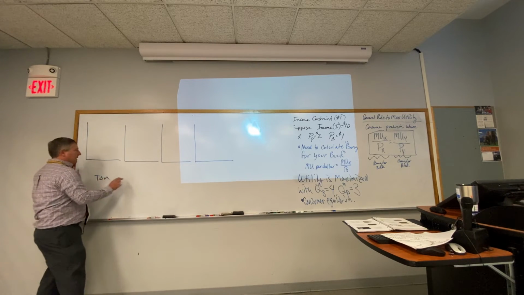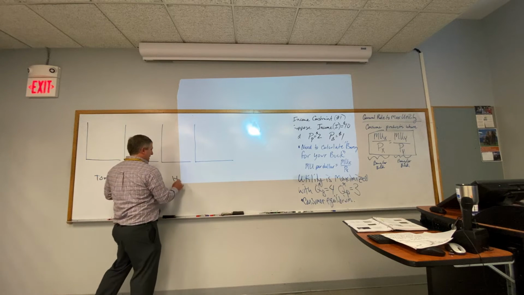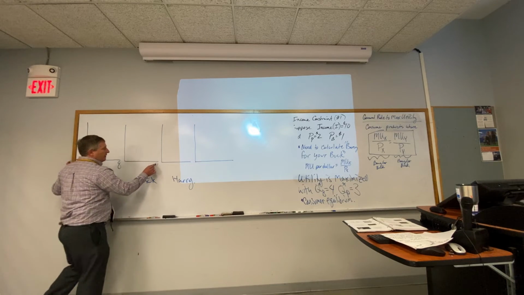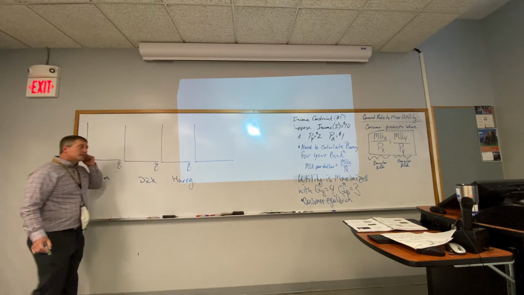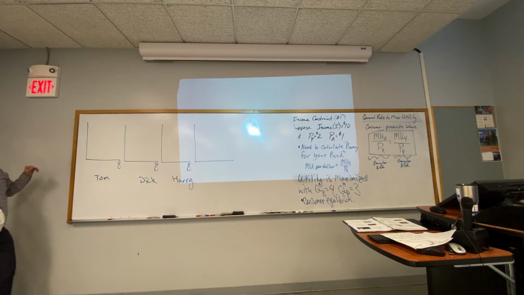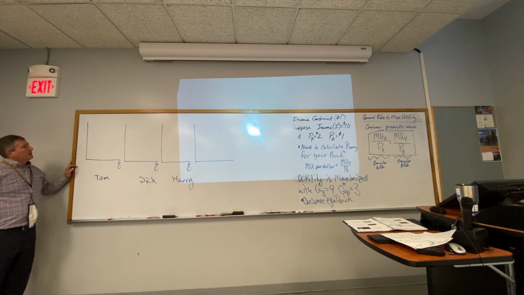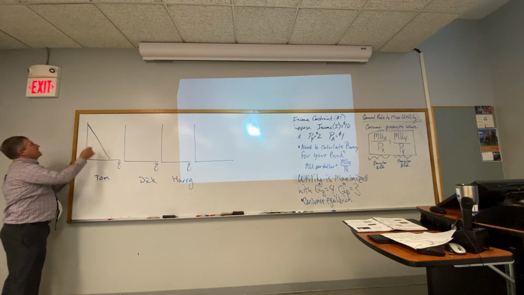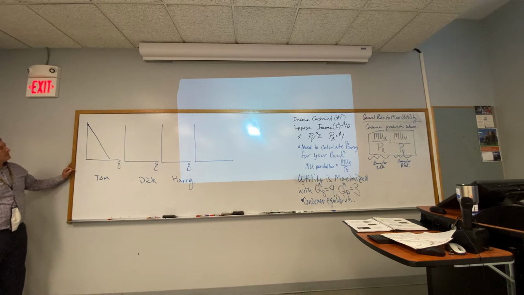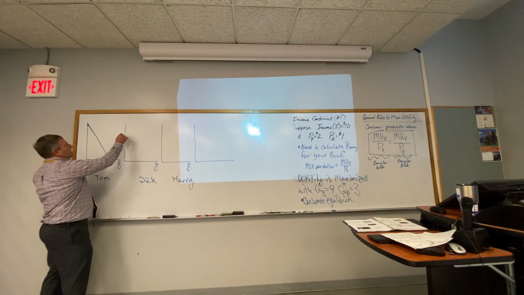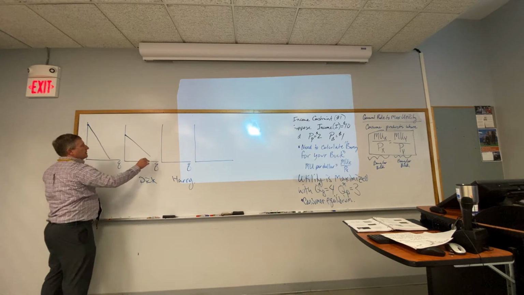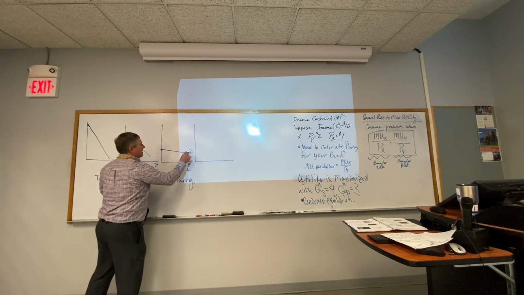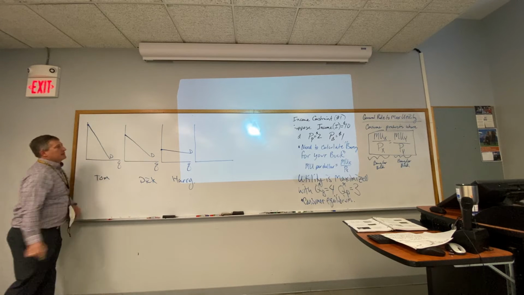And here we got Tom, Dick, and Harry. And let's put little q on their axes. And then let's do, Tom's is kind of steep and starts up here. Dick's is somewhere in the middle, and maybe just looks a little bit regular. And then Harry down low, but it's real flat. So these are their individual demand curves.